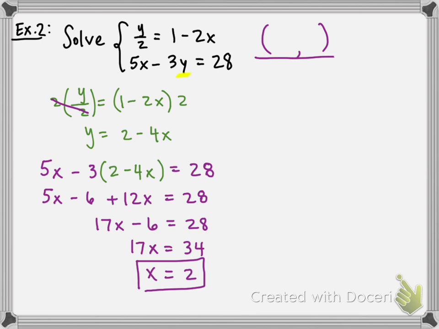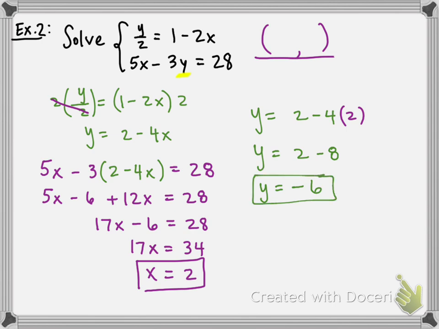So now that I know x, can't I go back to my y equals equation? y equals 2 minus 4, but now I know x is 2. So doesn't that mean that I have y equals 2 minus 8? So y equals negative 6. My solution to this problem is then 2, negative 6.